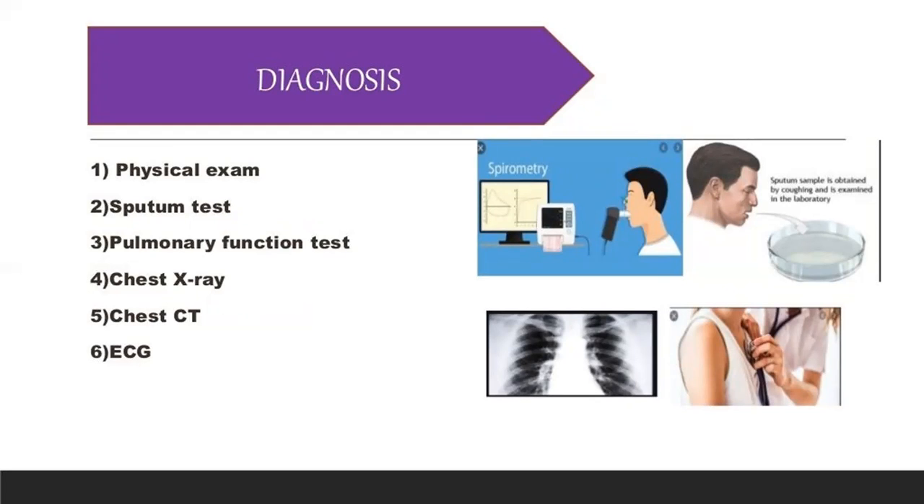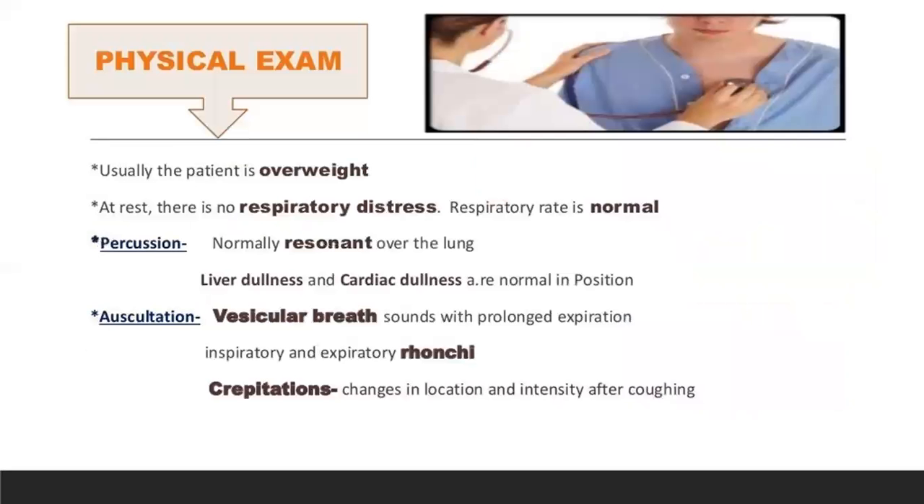Diagnosis includes physical examination, sputum test, pulmonary function test, chest X-ray, chest CT, and ECG. Usually, the patient is overweight. At rest, there is no respiratory distress. Respiratory rate is normal, normally resonant over the lungs. Liver dullness and cardiac dullness are normal in position. Auscultation: vesicular breath sounds with prolonged expiration, inspiratory and expiratory rhonchi. Repetitions, changes in location and intensity after coughing.